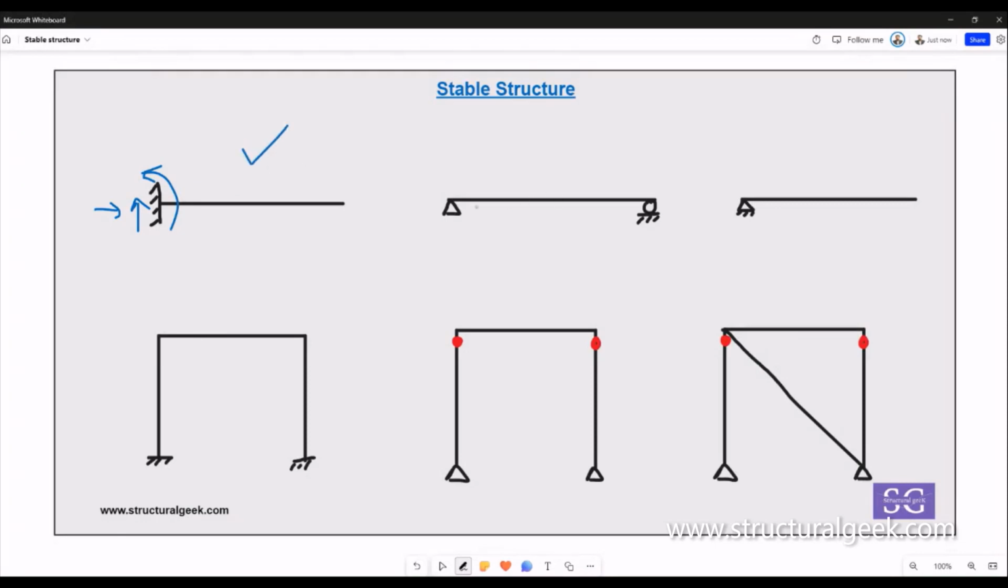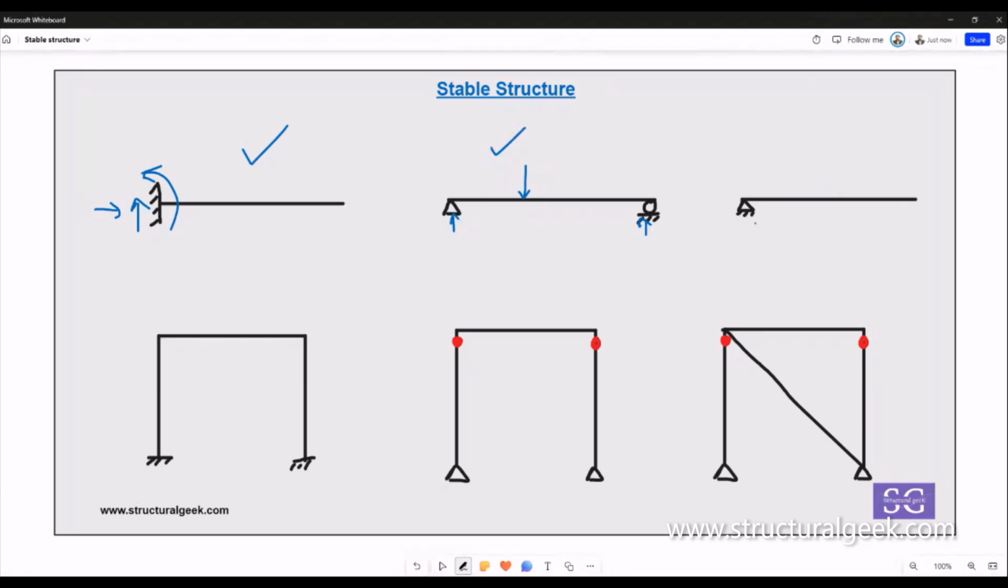If we come to this structure, although this support does not have fixity, any load that is coming, let's say in between, the moment generated by that can be counteracted by the vertical reaction being developed at any of these locations. So this is also a stable structure.